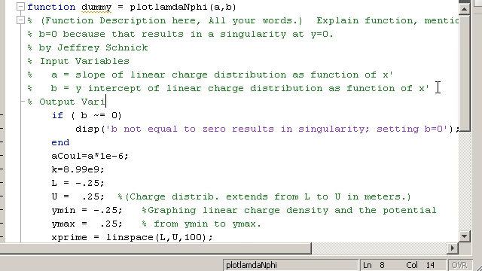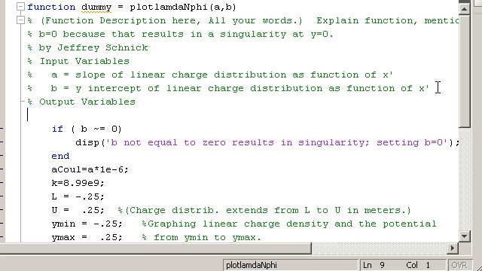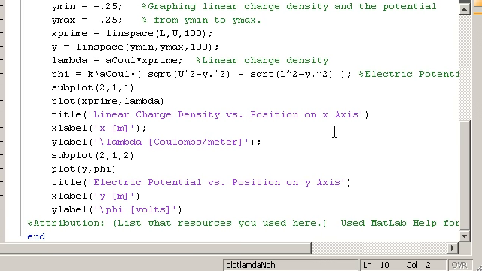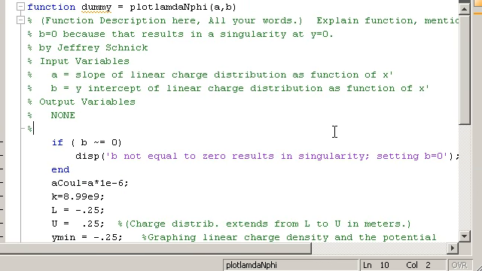Output variables. None. So this function prints a graph, it doesn't return anything. Alrighty. That takes care of the input and output variables. Then I did the checklist. For the case of a function that includes segments that are not self-explanatory, okay, I did that. I put some comments in to tell people what was going on.